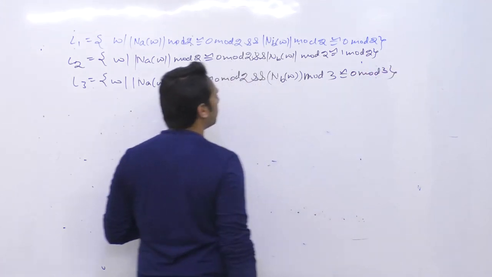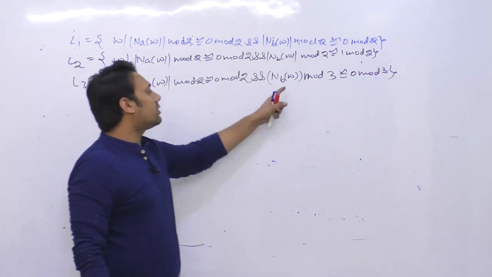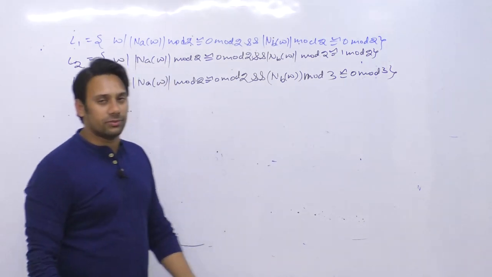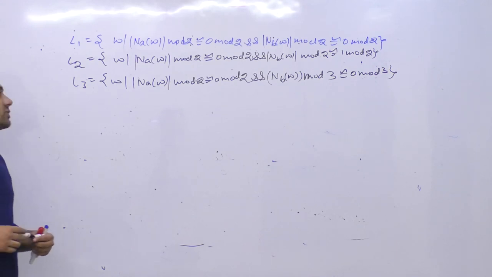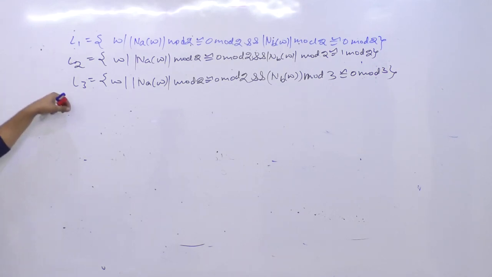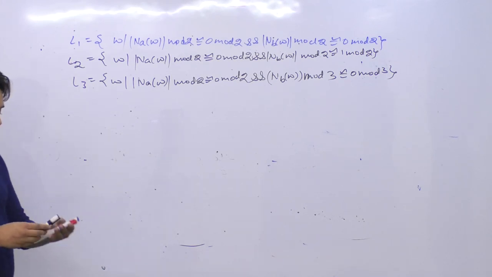So usi tarike se I can also formulate a problem where number of B in W mod 3 is congruent to 1 mod 3. So aap is tarike se problem ko formulate bhi kar sakte hain. So let me solve the first three, then you can easily solve more problems like this. Aap is tarike aur bhi problems ko solve kar payenge.